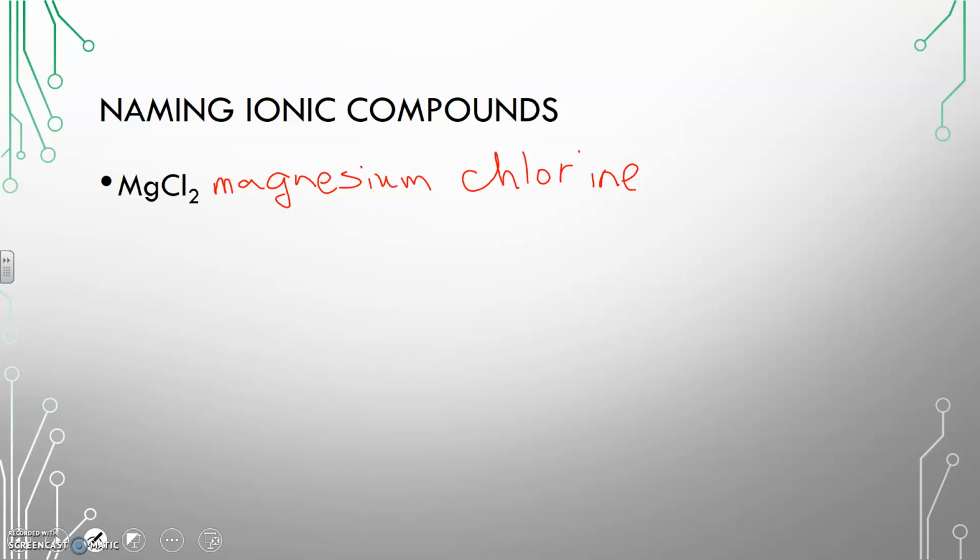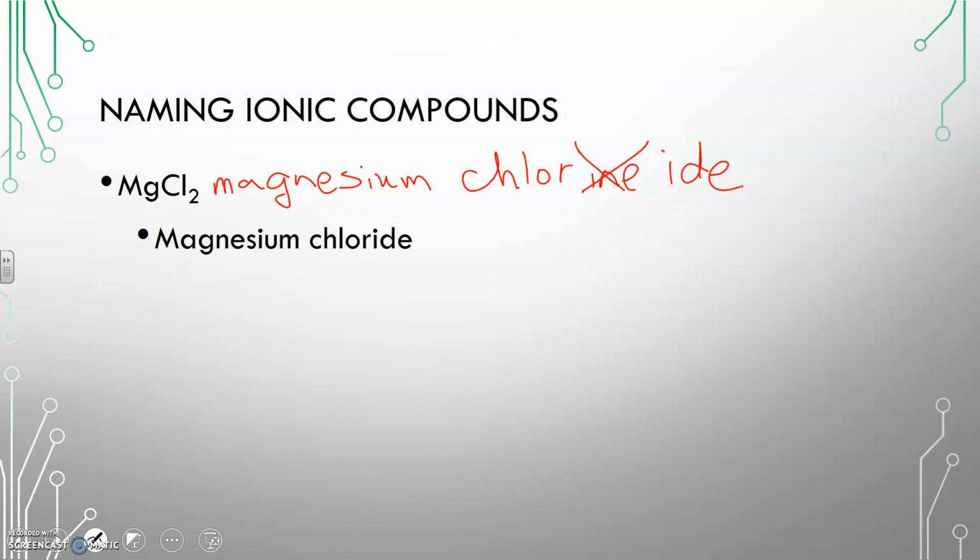Sorry, if you can hear Potter running around, he's kind of antsy right now for some reason, but so you have chlorine, okay? You need to change the ending to IDE. So knock off the INE and it becomes IDE. So this is magnesium chloride, okay?